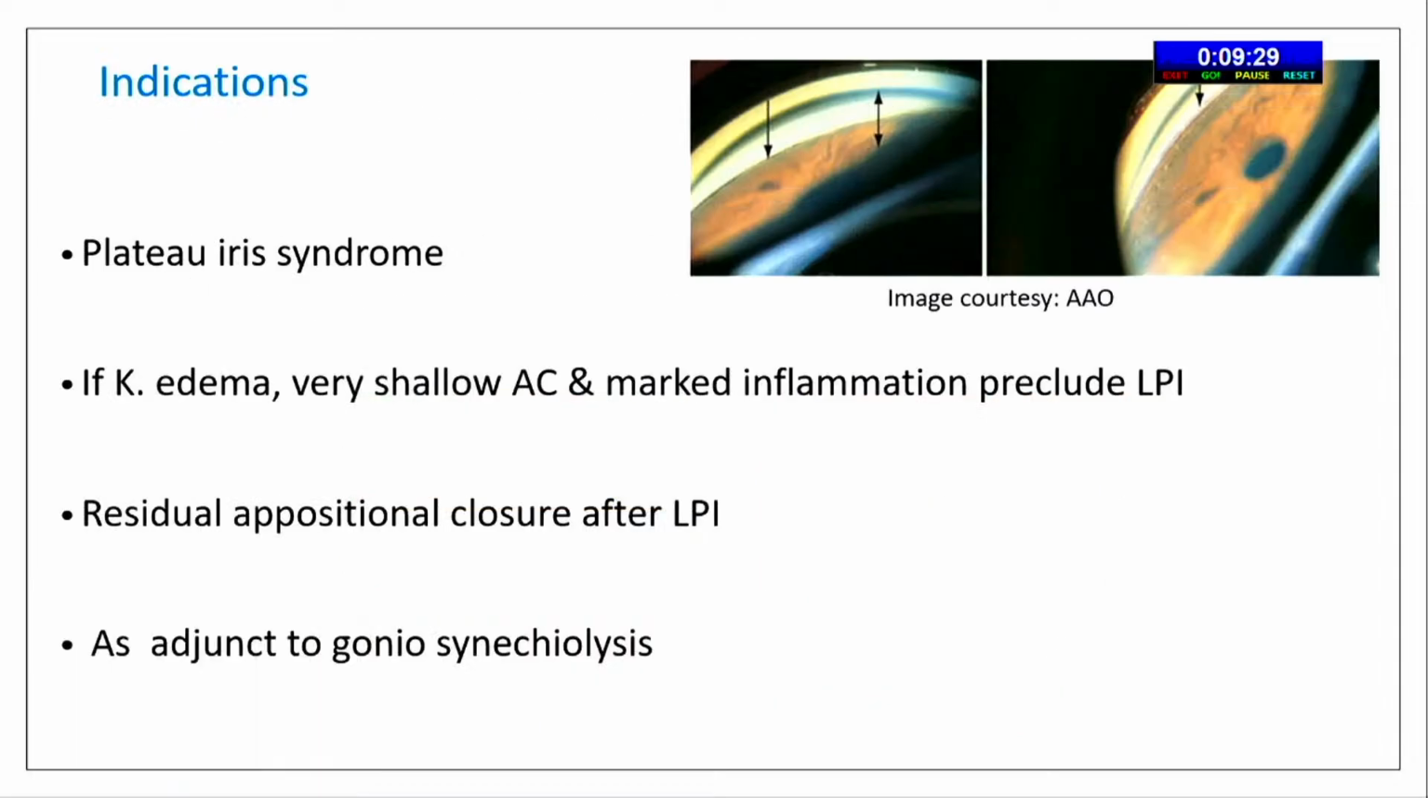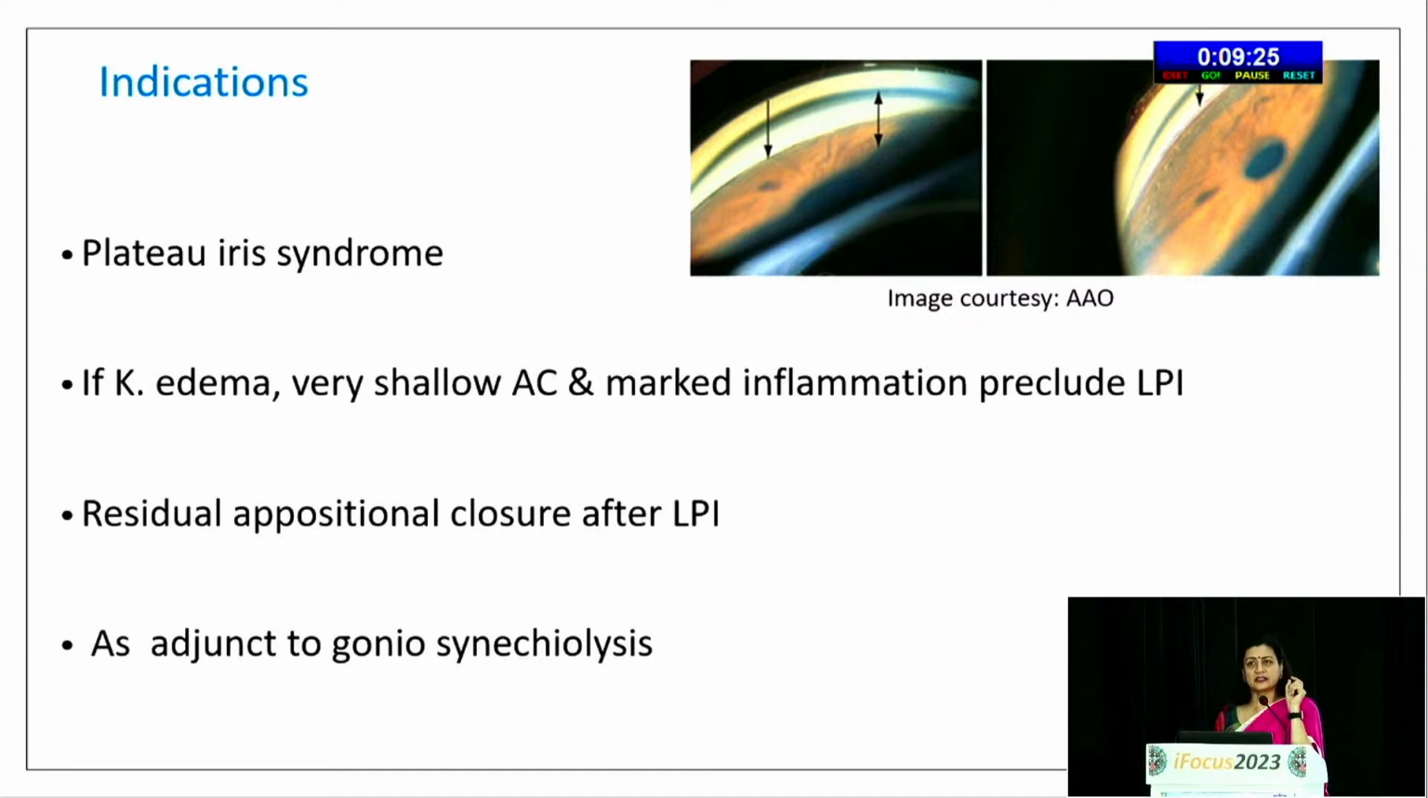Indications: after a PI, if it's still a case of plateau iris syndrome, that peripheral roll of iris is still there, then you do an iridoplasty. If a PI cannot be done for any reason, then you may do an iridoplasty and open the angles. Or a PI is done, it is patent, but there is still residual appositional closure, or along with goniosynechiae.